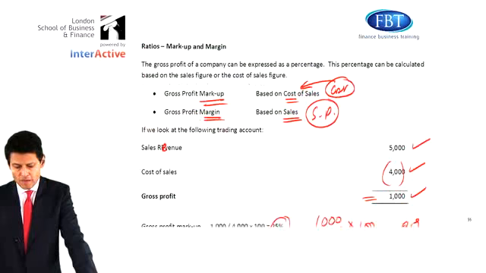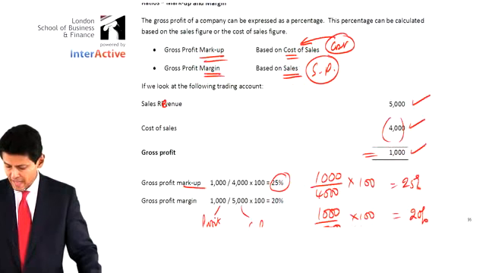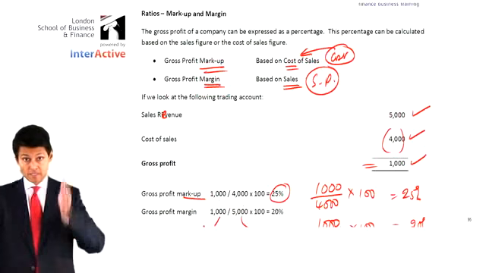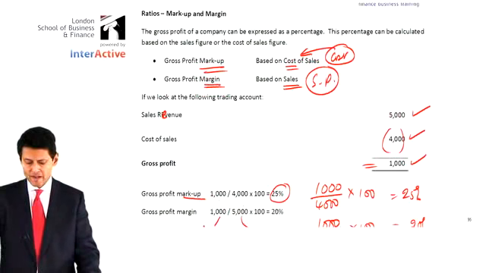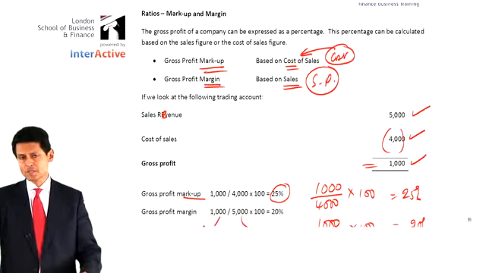And so we move on to markups and margins. Causes huge problems at this level and the next level, and indeed the next level of financial accounting type papers. So you've got to be very careful with this. Markups talk about cost. Margins talk about selling prices. You mustn't confuse the two.